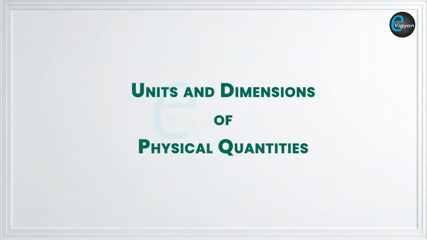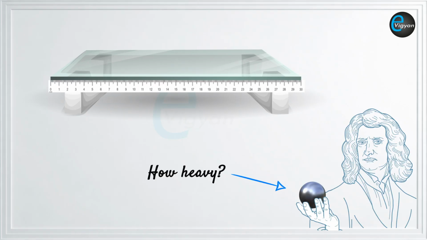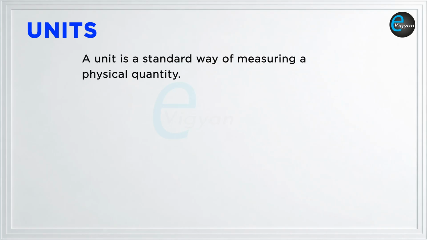Whenever we measure something, we are actually comparing it with a standard. For example, how long is a table? How heavy is an object? How much time does an event take? To answer these questions, we need units. A unit is a standard way of measuring a physical quantity. Without units, numbers alone don't mean anything.